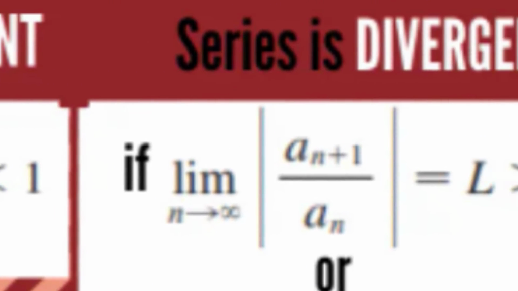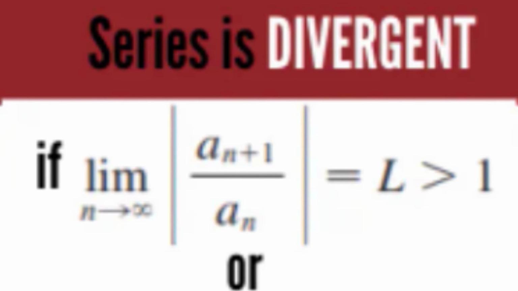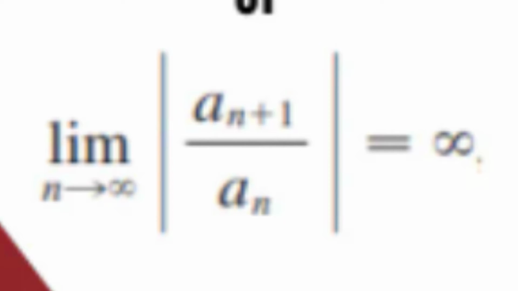2. If the limit of the absolute value of a sub n plus 1 all over a sub n as n approaches infinity equals L, which is greater than 1, or the limit of the absolute value of a sub n plus 1 all over a sub n as n approaches infinity equals infinity, then the series, the summation of a sub n as n ranges from 1 to infinity, is divergent.